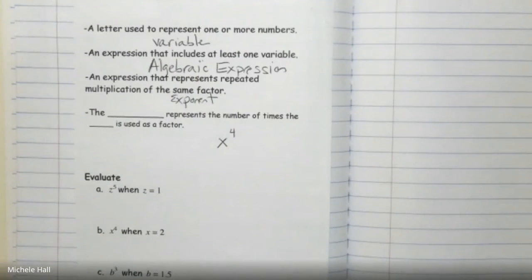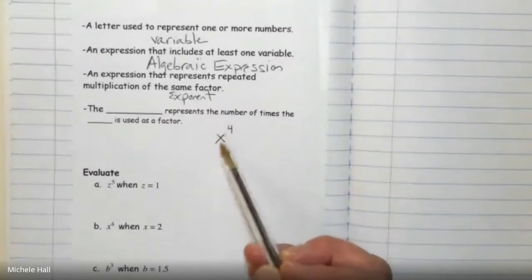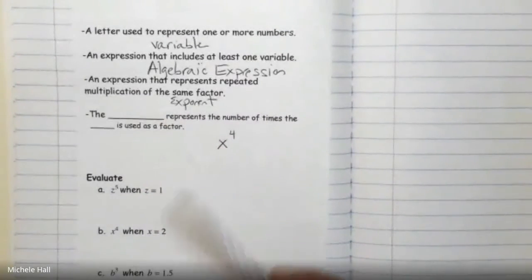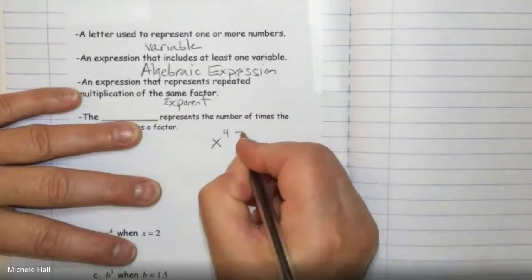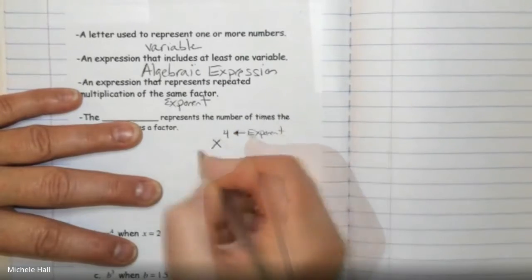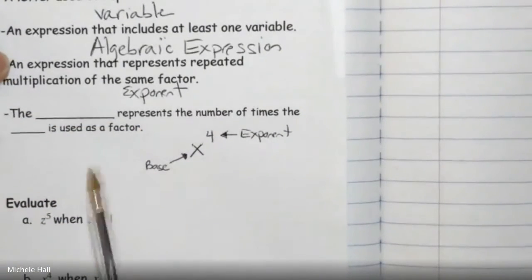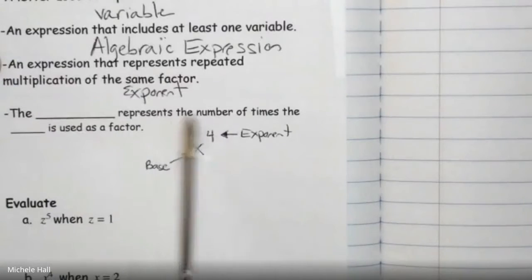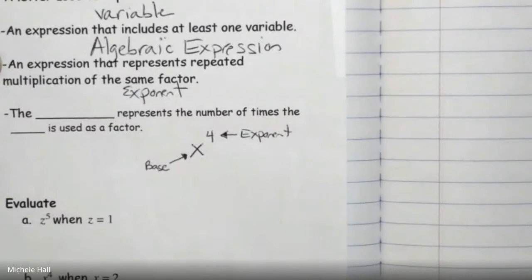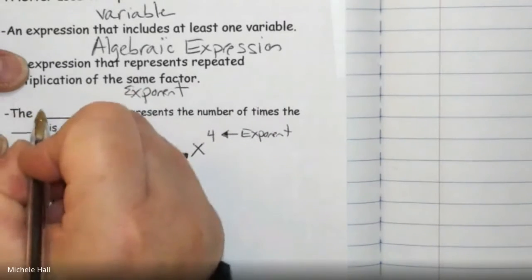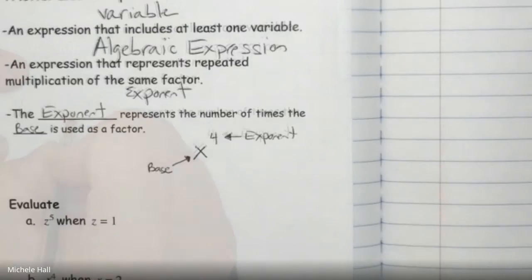So we want to know what these two parts are named. What are each of these parts named? Because that's what goes in over here. What's this called? That's the exponent. And what is this called? All right, so now we need to figure out which one goes where. The exponent represents the number of times the base is used as a factor.